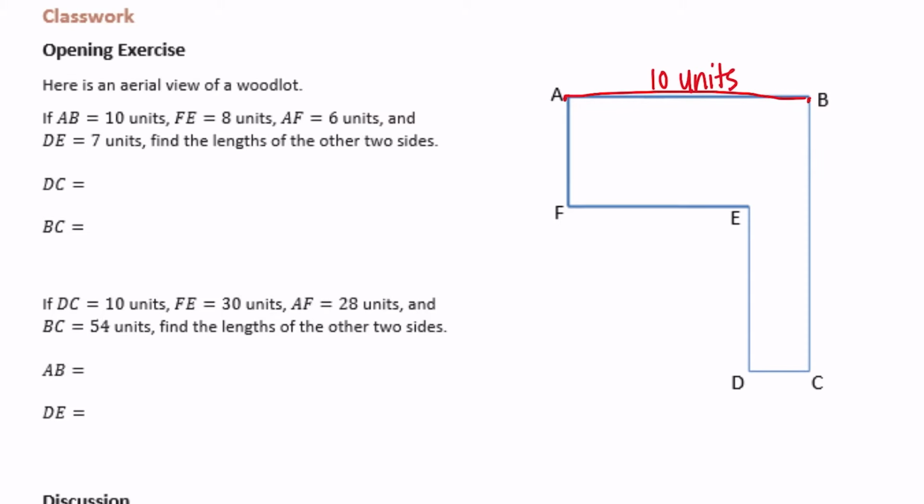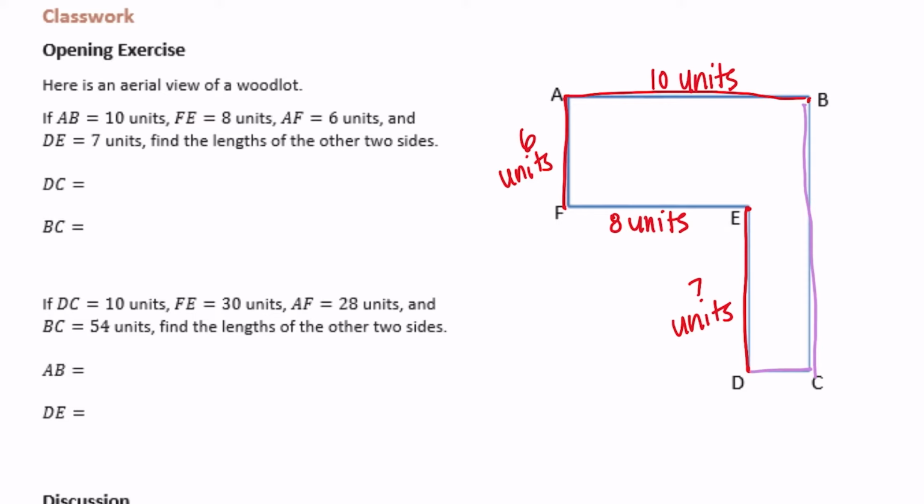FE, so look for, here's FE, is 8 units. AF, so from A to F here, is 6 units. And DE, right here, from D to E, is 7 units. Find the lengths of the other two sides. So we want to find BC and DC.